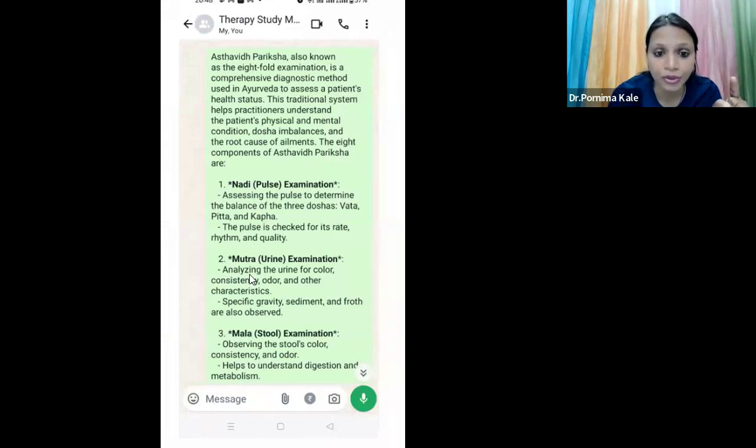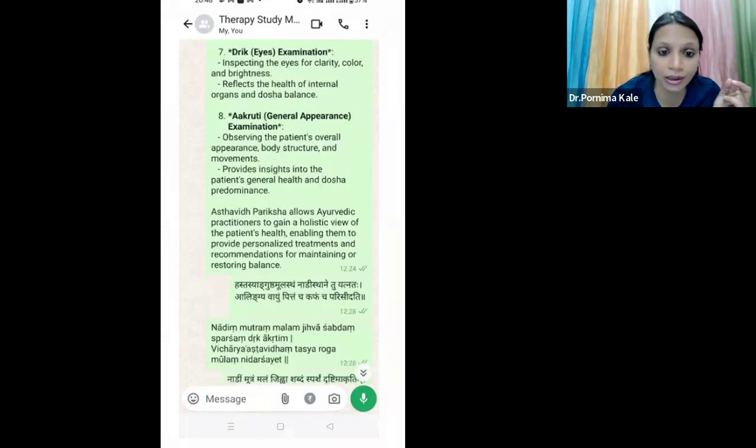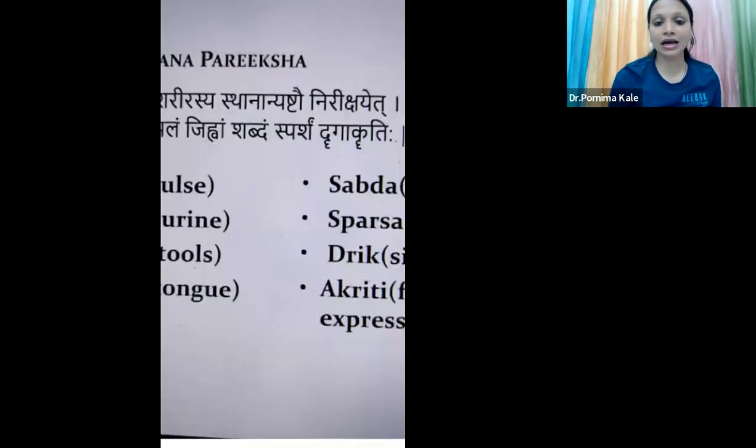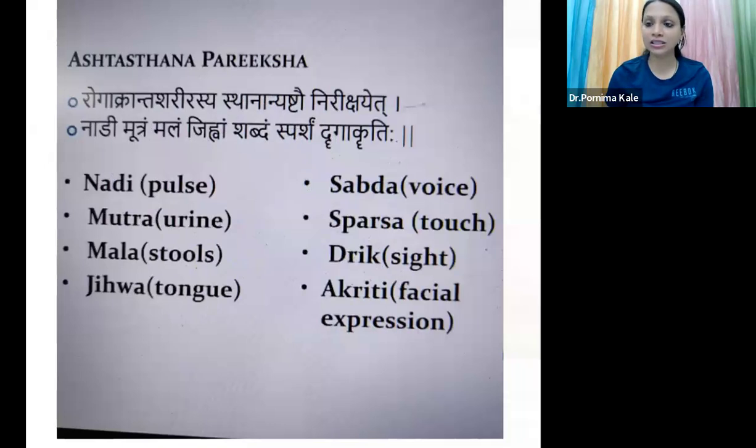So nadi, mutra, mala. Mala is fecal matter. Then urine, jivha, which is tongue, shabda, voice, sparsha, touch, drik, eye examination, akriti, general appearance. So these are 8 sthanas, or 8 locations or examination points that should be checked according to Ayurveda. This is called Ashtasthana Pariksha, which is described in Charaka Samhita.